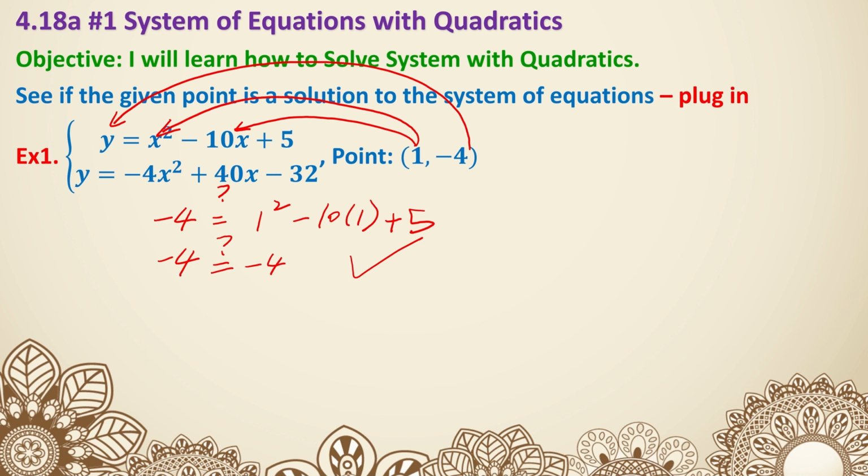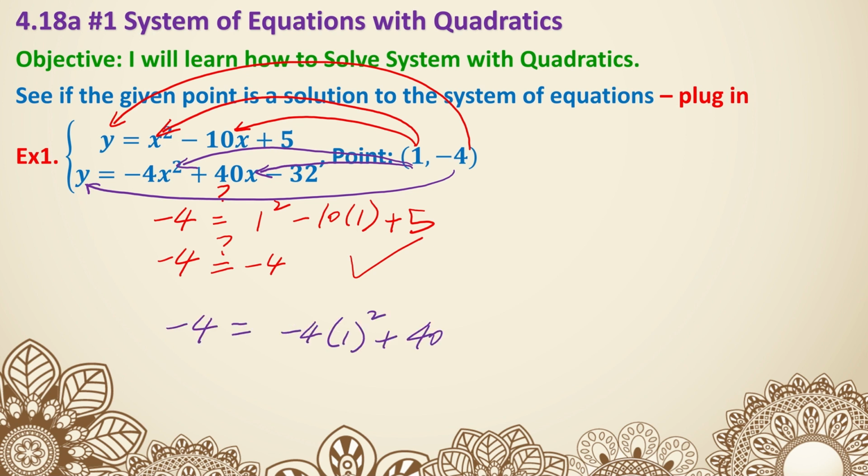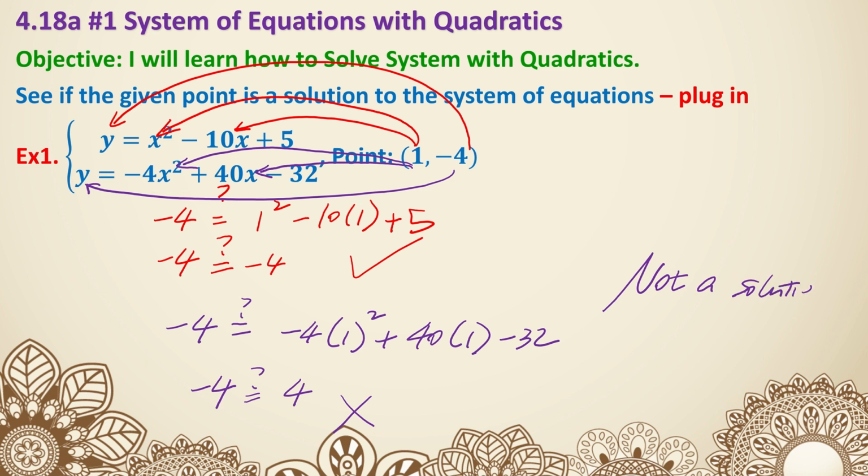You also need to check for the second one. Plug in 1 for x, plug -4 for y. So we got -4 equals -4 times 1 squared plus 40 times 1 minus 32. Still, we're trying to decide if they equal. Left side is -4. Right side after calculation is actually going to be a +4. So they're not the same, which means it doesn't actually work for both equations. So not a solution. You can pause here and try example 2.